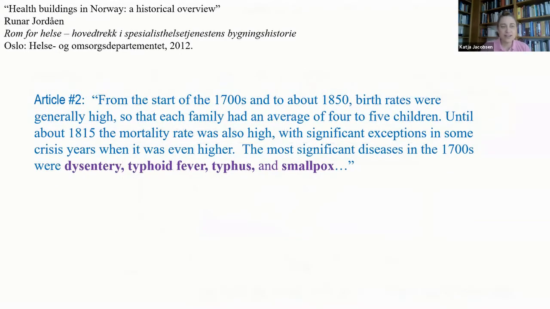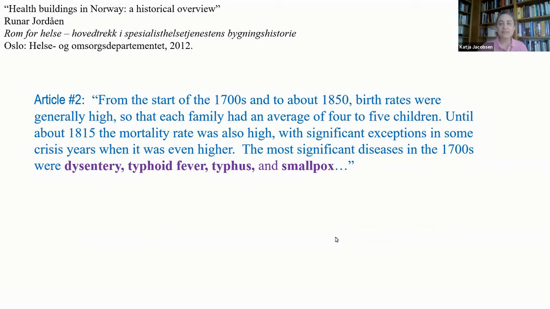I found an article from Norway that was looking at, strangely, the title is Health Buildings in Norway, looking at how hospitals and architecture and those sorts of things had changed over time. And in that article, it said, from the start of the 1700s to about 1850, birth rates were generally high, which is true, so that each family had an average of 4 to 5 children. Until about 1815, the mortality rate was also high, with significant exceptions in some crisis years when it was even higher. So the exceptions were not that it got lower, it was that it got higher.